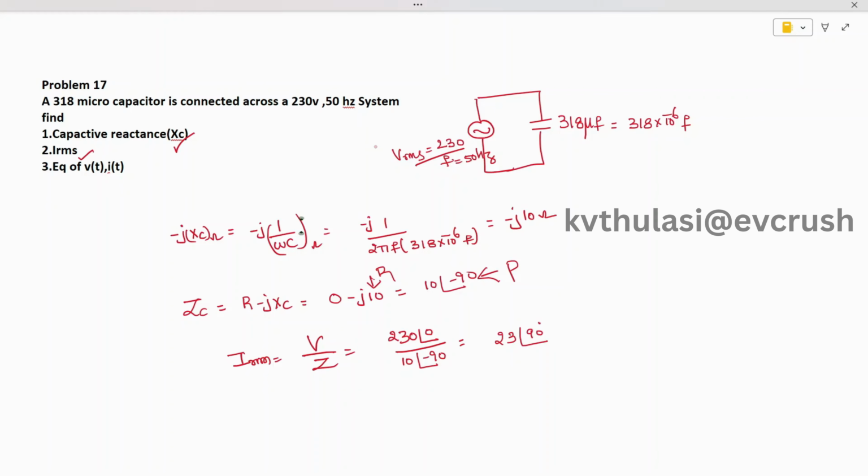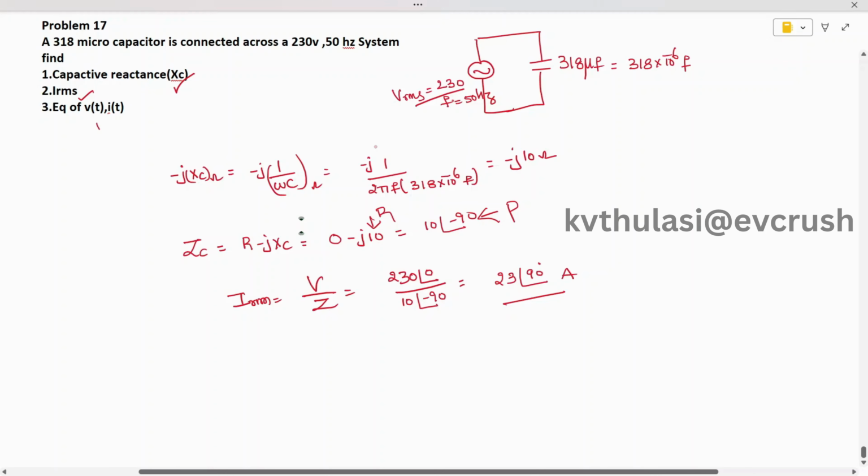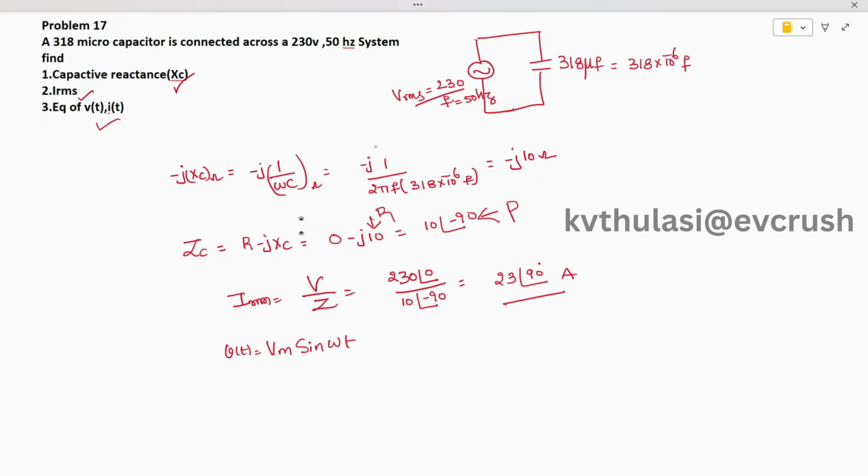But we need to find the instantaneous quantity. How to write the instantaneous quantities? v of t is equal to Vm sine omega t. And how to write i of t? i of t is equal to I maximum into sine of omega t plus theta. Here it is a pure capacitor, so theta is equal to pi by 2.